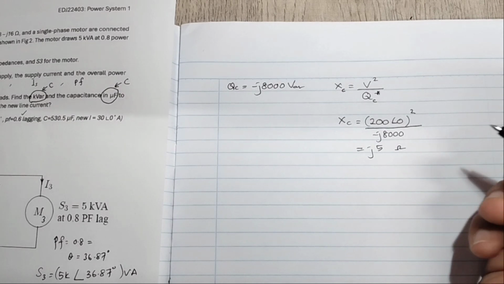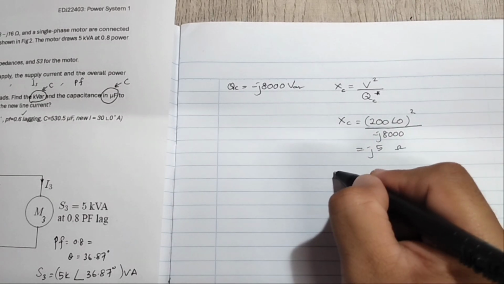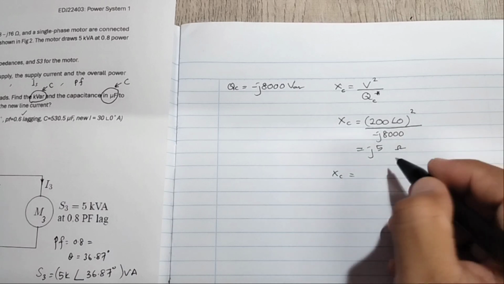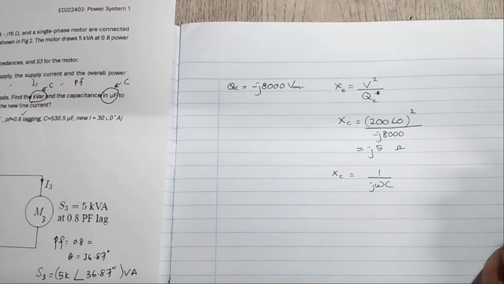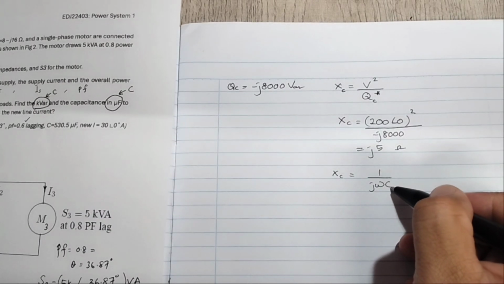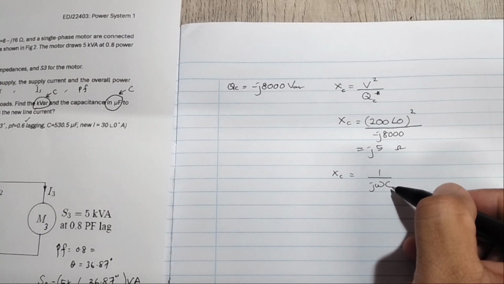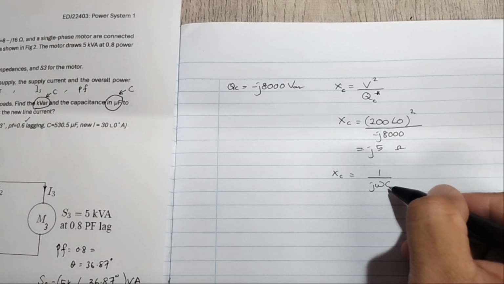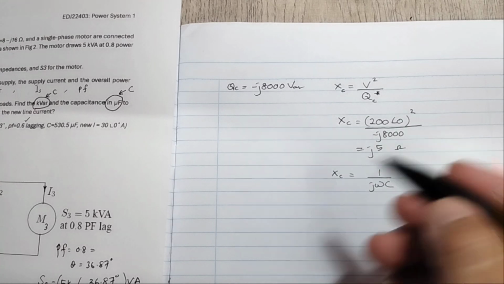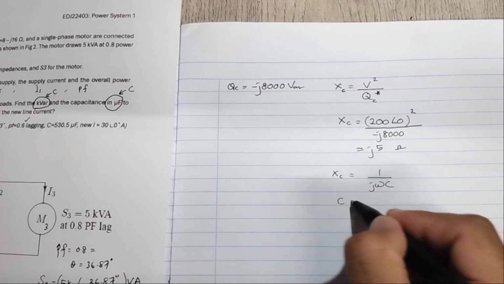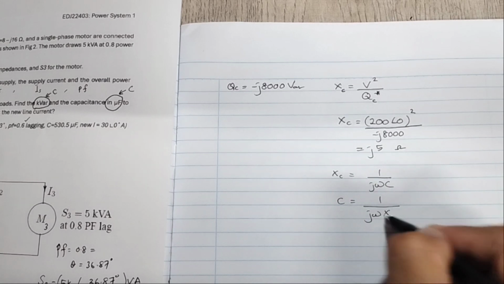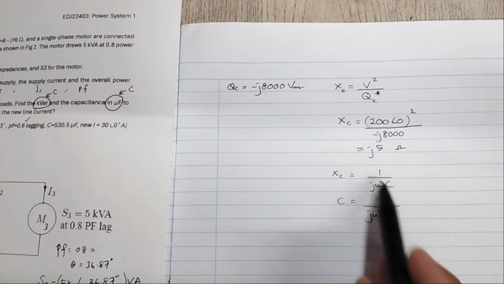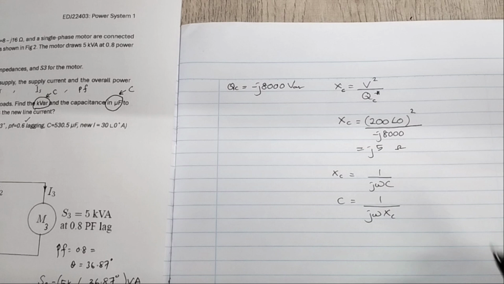Okay, right. So, ingat lah, XC equal to 1 over J omega C. Ingat? So, kita nak tahu nilai C. Question ask you kan. Nilai C in microfarad. So, pindah sana, X jadi turun bawah. J omega XC. Tukar tempat. Ni naik atas, ni turun bawah. Macam tu lah. Kan?